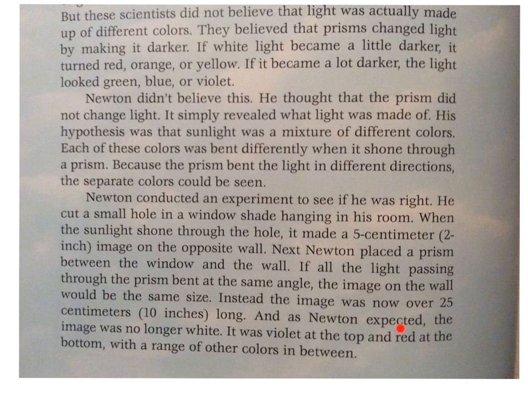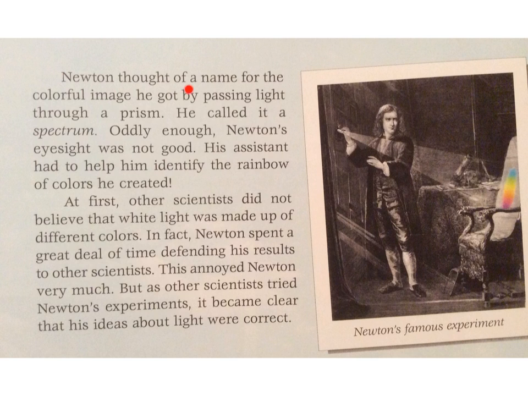And as Newton expected, the image was no longer white. It was violet at the top and red at the bottom, with a range of other colors in between. Newton thought of a name for the colorful image he got by passing light through a prism. He called it a spectrum. Oddly enough, Newton's eyesight was not good. His assistant had to help him identify the rainbow of colors he created.